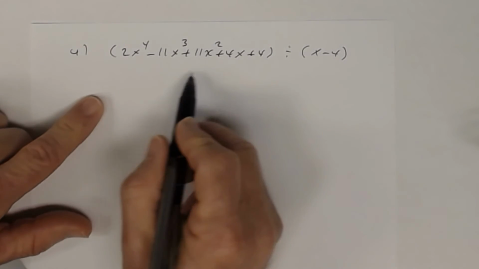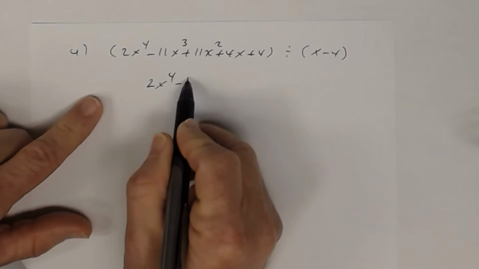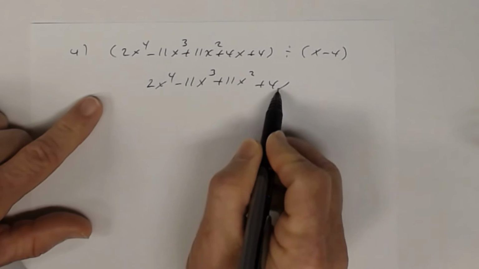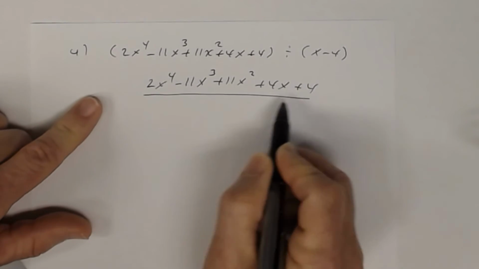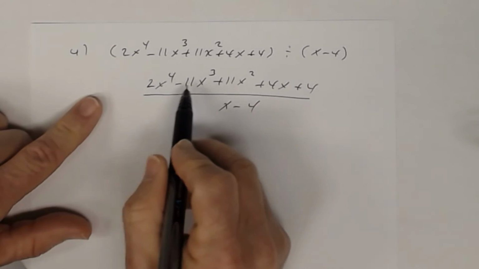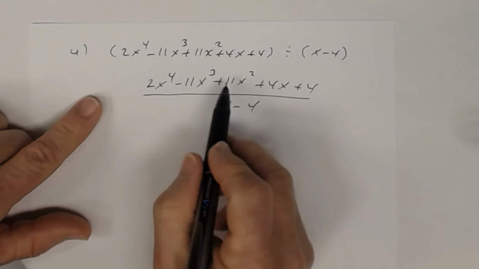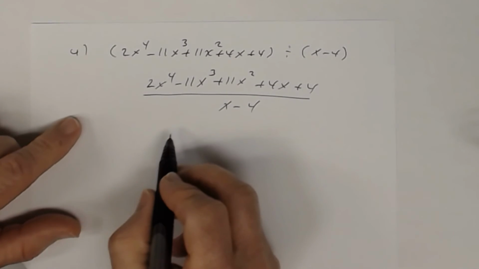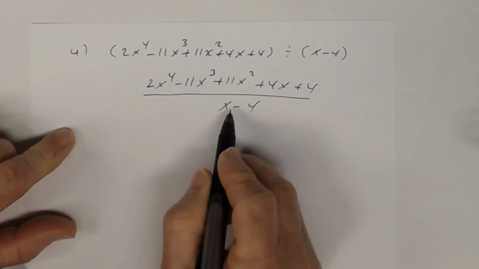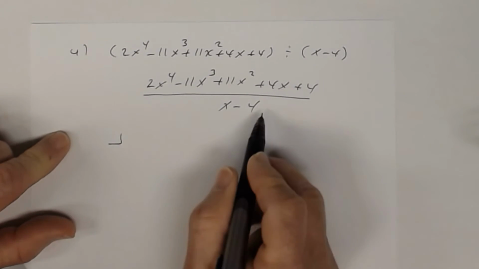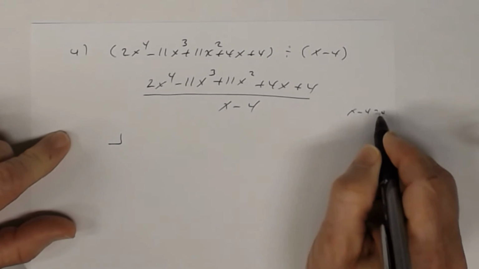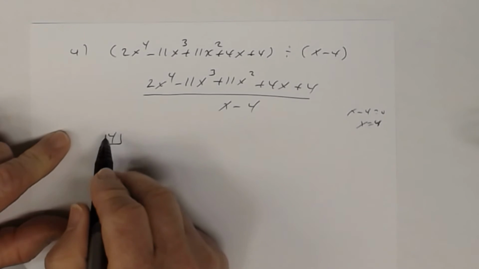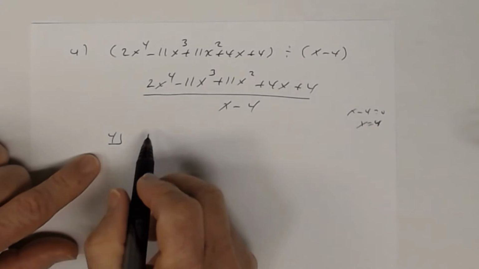But let me go ahead and rewrite this as 2x to the fourth minus 11x cubed plus 11x squared plus 4x plus 4 divided by x minus 4. Now again, make sure this is in descending order. I could have had the terms listed differently. Just make sure you write it in descending order. So the number that goes here will be x minus 4 equals 0, so x equals 4. So 4 goes here. Okay, not negative 4, 4. So make sure you're careful.